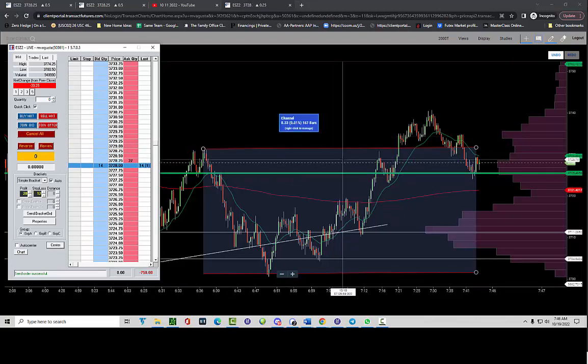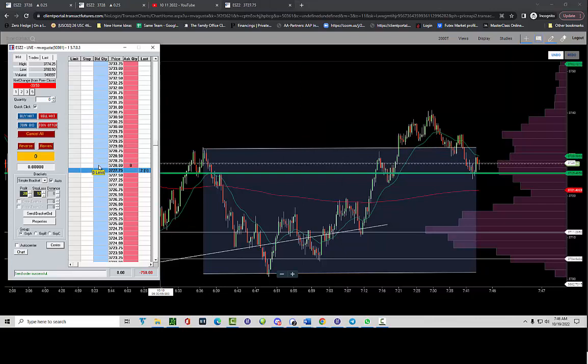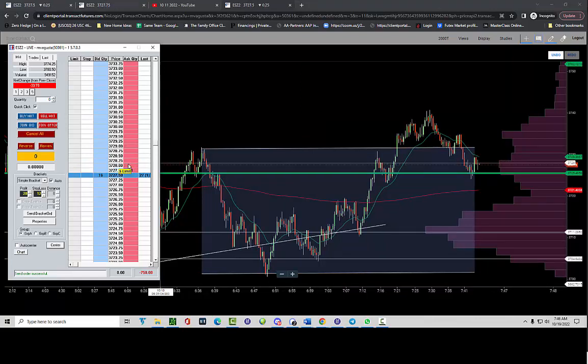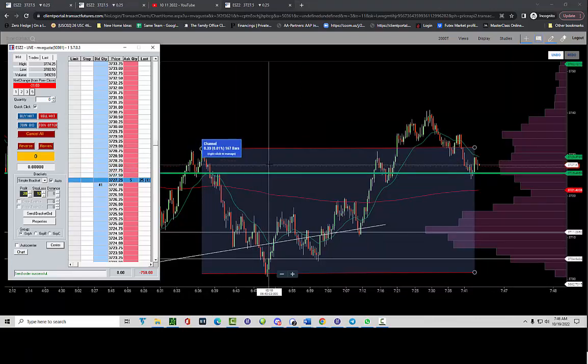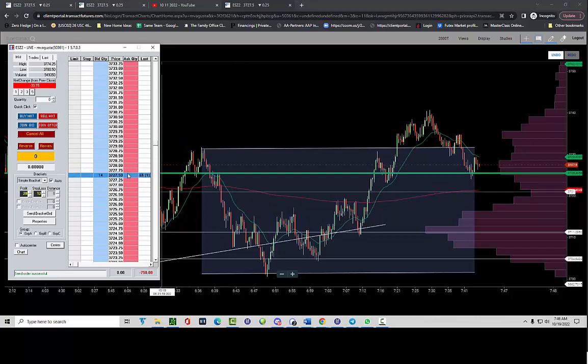You want to gauge your tape. If price is coming down into this from above, you want to see that buy on the tape, and that's going to give you that confidence to enter that trade in order to move away again from the VWAP itself.